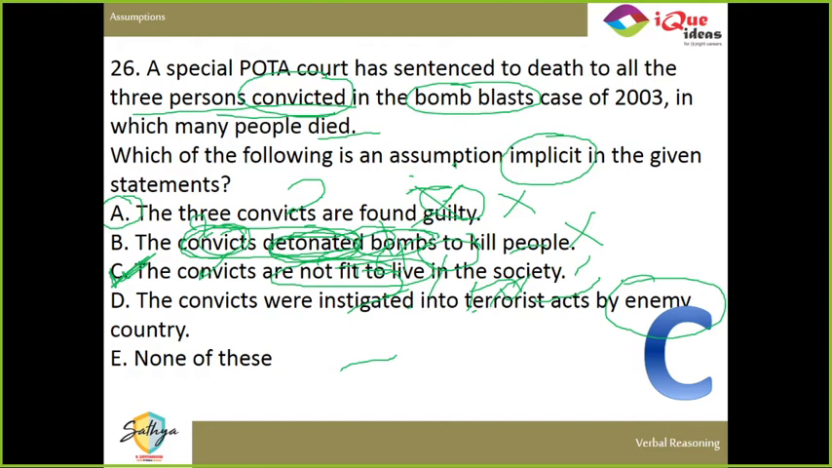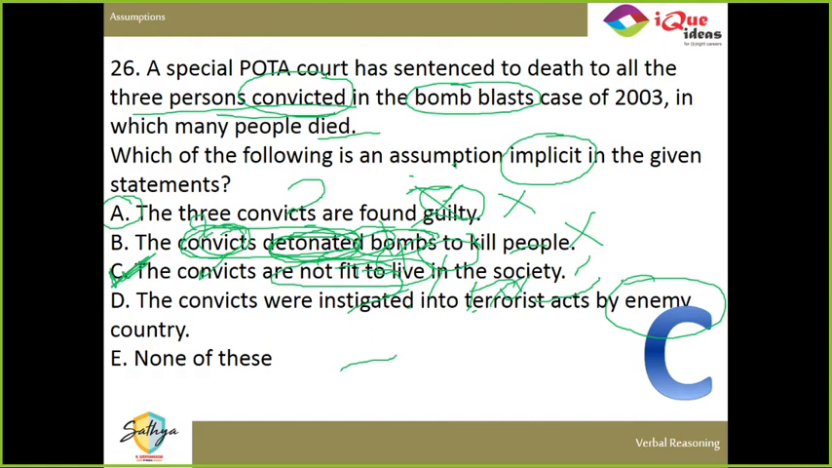See, Rihani, even if they were imprisoned, they are not fit to live in the society. That's why imprisonment: they are kept away from the society. Even if, let us say, they are given a life sentence, they are still removed from the society. So we can still say that they are not fit to live in the society.